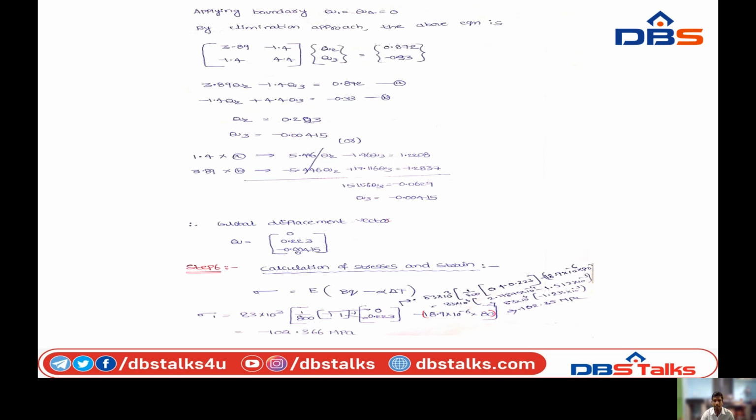We found the Q2 value recently, Q1, Q2. Next, minus alpha of 18.2. After doing all calculations, sigma 1 is minus 102.366 megapascals. Okay, this is the equation for finding stresses for various elements.